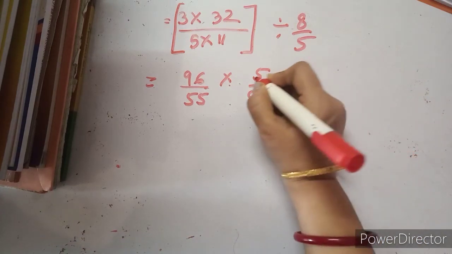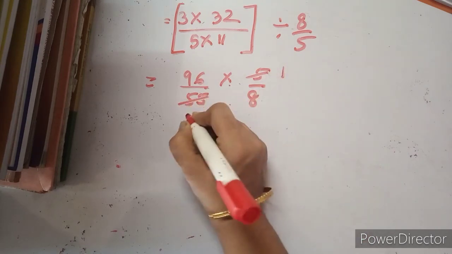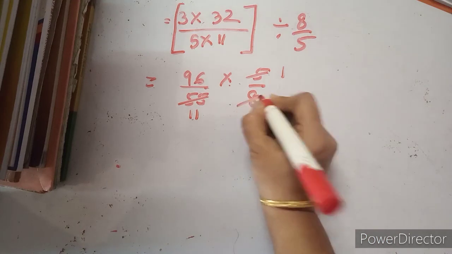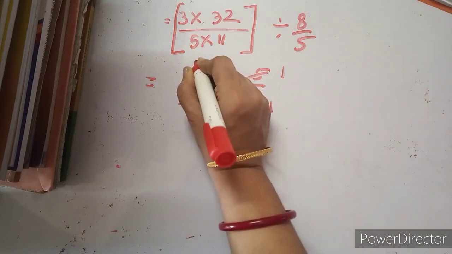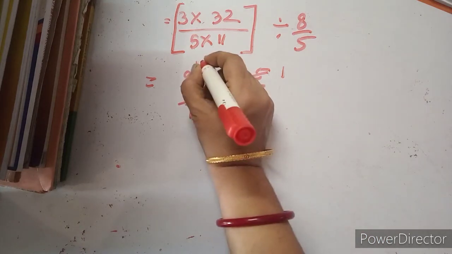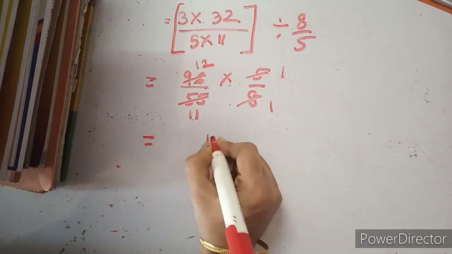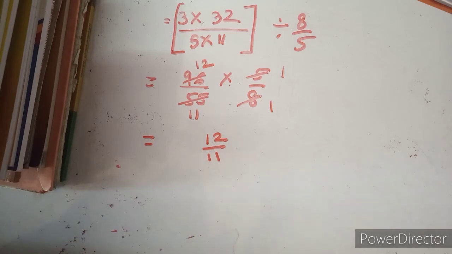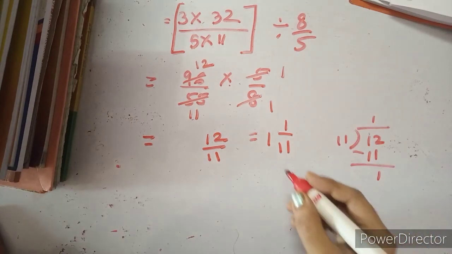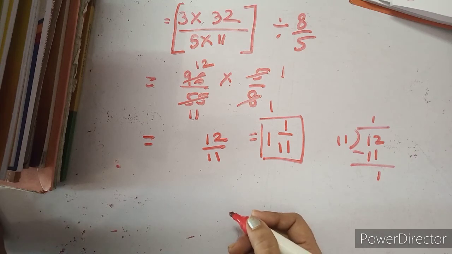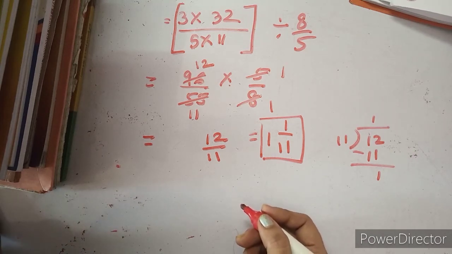So here you can cancel out that 5 1 जा 5, 5 11 जा 55. Then you have 8 1 जा 8. Here also 8 1 जा 8, 8 2 जा 16. So you have 12/11 as your improper fraction answer. And as you can convert this into the mixed fraction, you get 1 1/11 as your final answer.